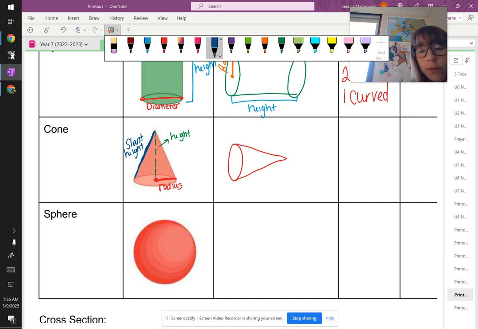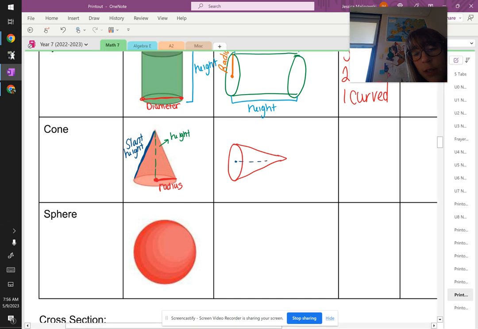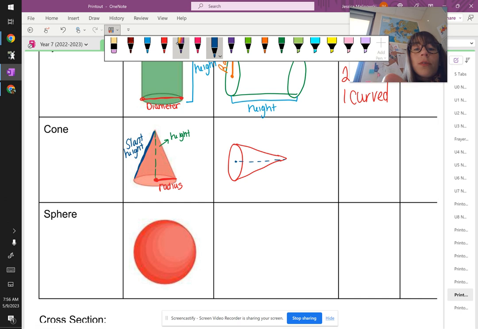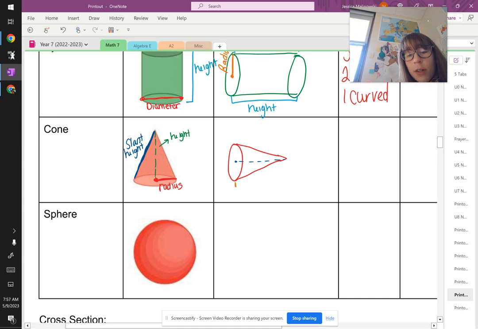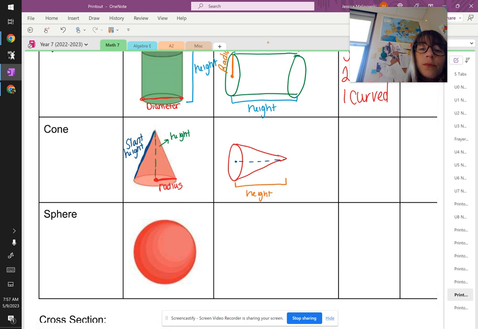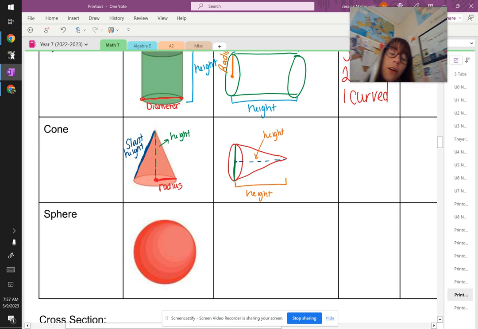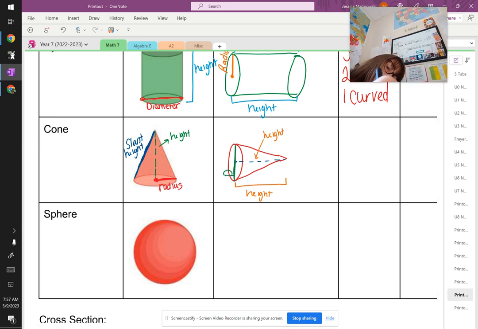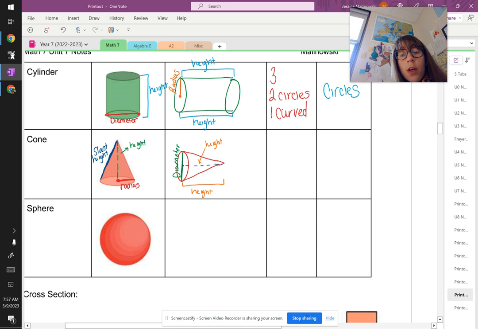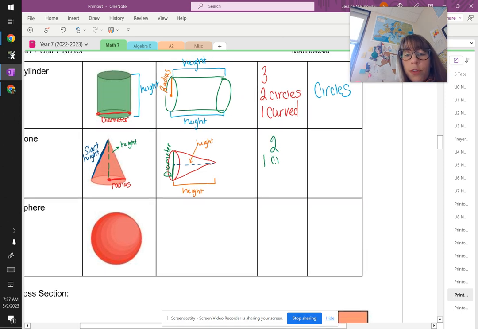Same kind of thing though. Our height still has to be in the middle, although the height doesn't always have to be in the middle. They could show you the height out on the outside like this as well. Either of those options. And now this time, the green line, not going through only half, going through the whole thing, that would be my diameter. The number of faces would be 2. We have the one circle, which is the base, and then we have the one curved surface as well.